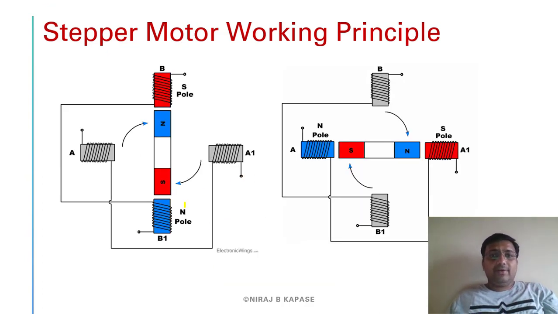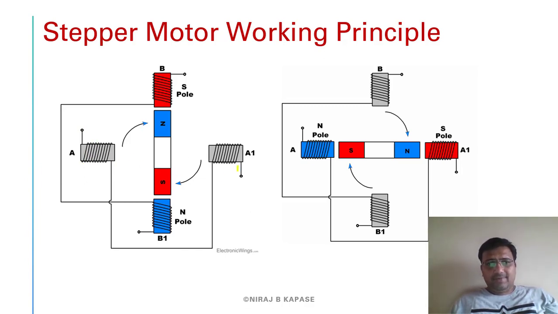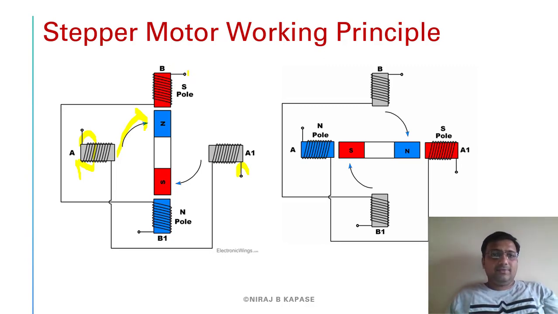Next, what will happen? Whenever we pass the current through A, from this direction towards this direction, a north pole will generate, and this north pole repels the rotor's north, so that it rotates like this. Again this side will shift like this, and when we pass the current from this direction to this direction, again the north is generated here, because of that it rotates again. So this will continuously rotate.